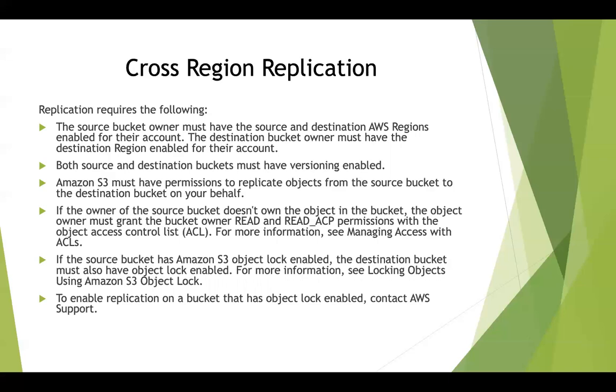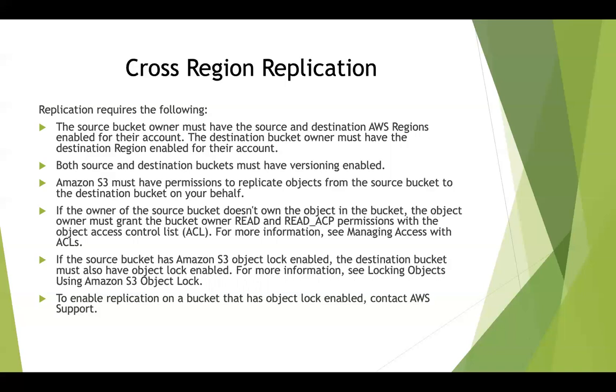Okay. And both the source and destination buckets must have versioning enabled. Very, very important prerequisite before enabling cross-region replication, versioning should be enabled. And Amazon S3 must have permissions to replicate objects from the source to destination bucket on your behalf. So wherever you see this sentence where a service has to do something on your behalf, an IAM role has to be configured. So that is mentioned as the third point.